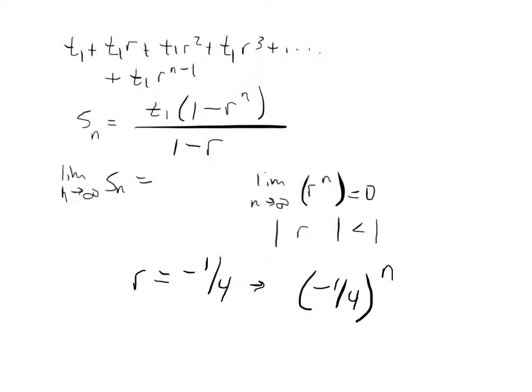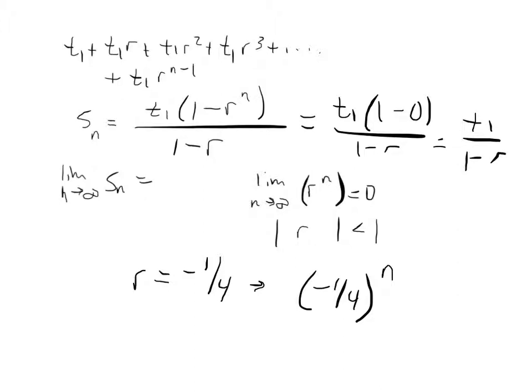And that's my key here. This term, the bigger I make n, it heads towards 0, so I'm left with T1 times 1 minus 0 over 1 minus r, and that heads to our T1 over 1 minus r.